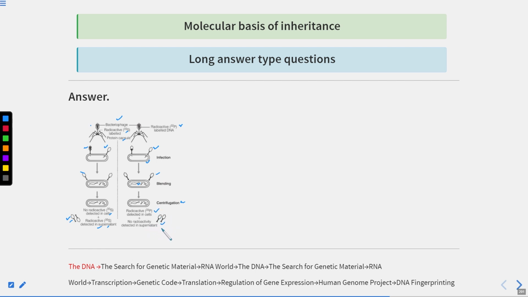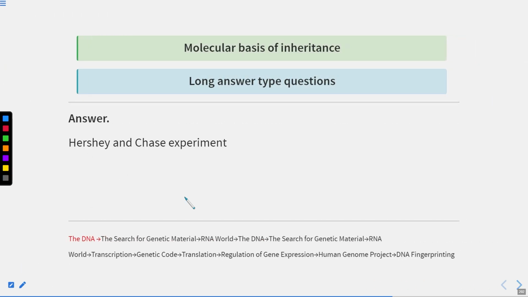And there was no radioactivity detected in the supernatant, which consisted of the protein coat. So here we were using the radioactive phosphorus, bound to the DNA, because DNA consists of phosphorus. That's why you can see DNA was transferred inside the cell, and DNA is the genetic material. So this experiment showed that DNA was the genetic material and protein was not. The DNA from the bacteriophage was transferred inside the cell.